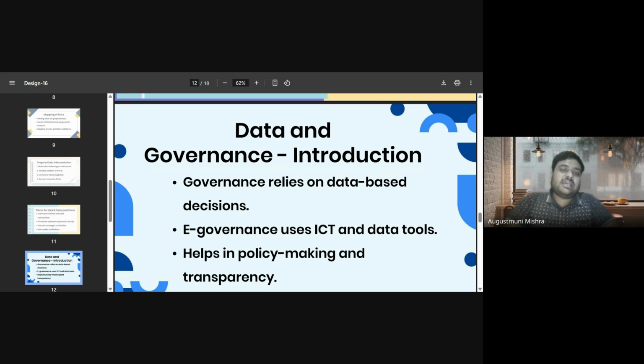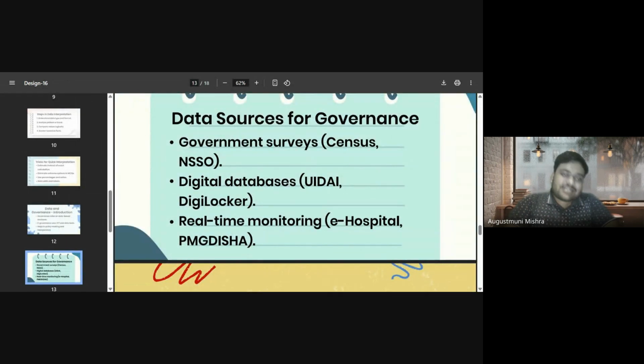Just giving the example, e-governance uses ICT and data tools. Yes, because with the help of e-governance, things are very easy for us nowadays. For example, if you want to apply for an RTI application, you can just go to the website and apply. You do not have to use paper and hard copies. It also helps in policy making and transparency, because whatever you do is converted into data, and on the basis of that the government makes policies.